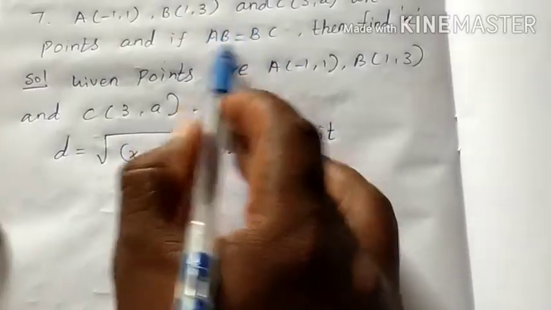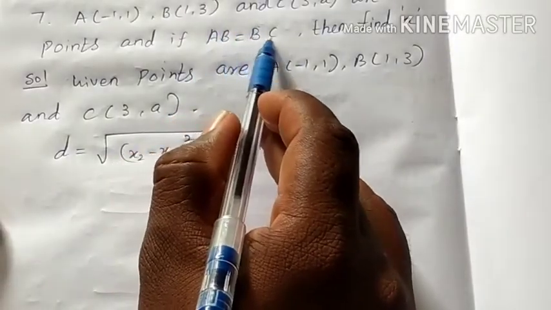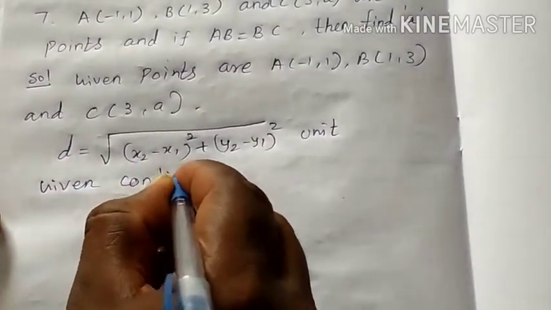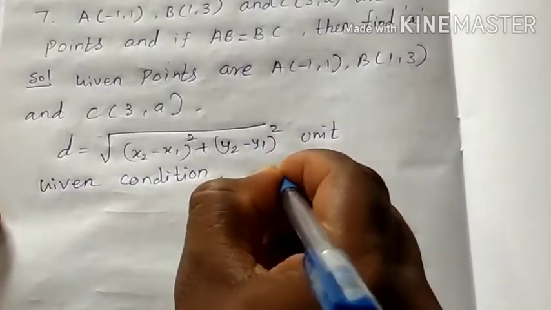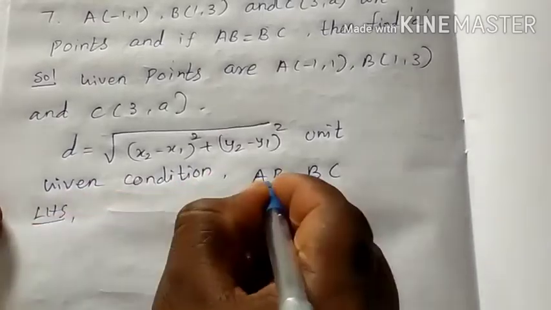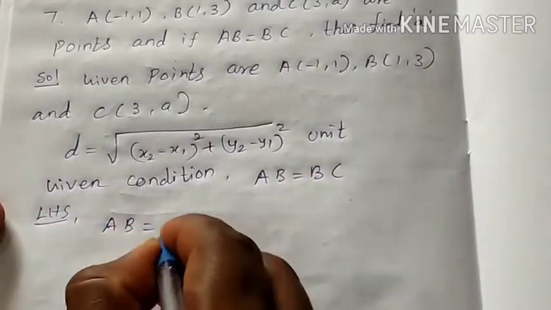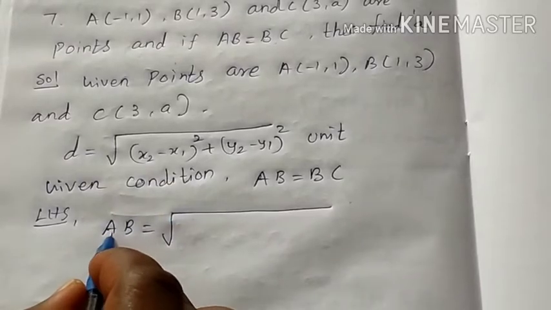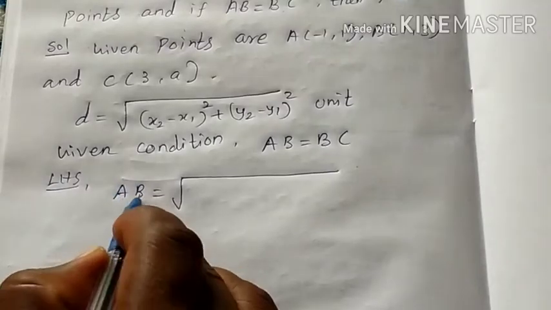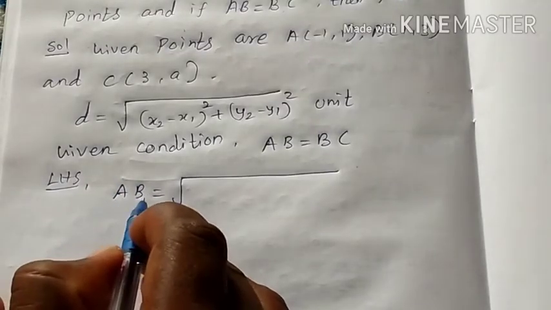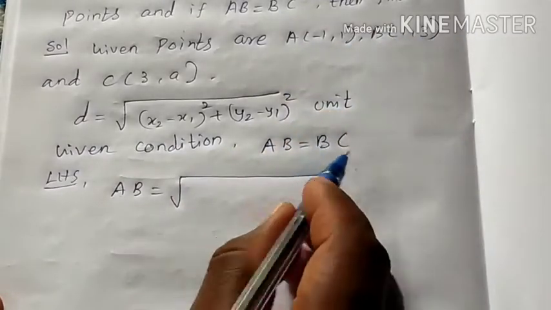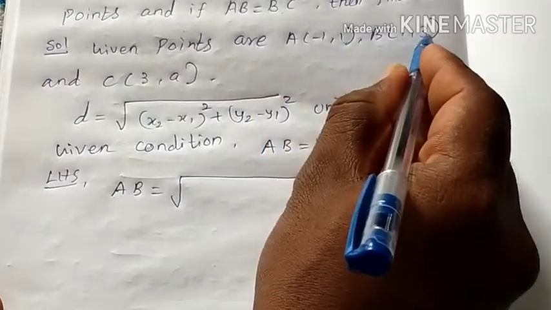Okay, consider your condition. This is the given condition, AB equals BC. First find the LHS. LHS is AB. AB is equal to the square root of the distance between the points A and B. AB represents the distance between the points A and B. Now consider A and B points. A is (-1, 1) and B is (1, 3). So this is x1, y1, x2, y2.